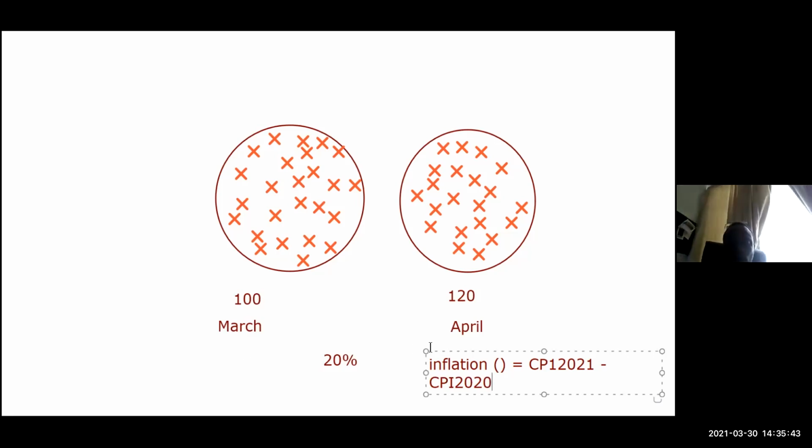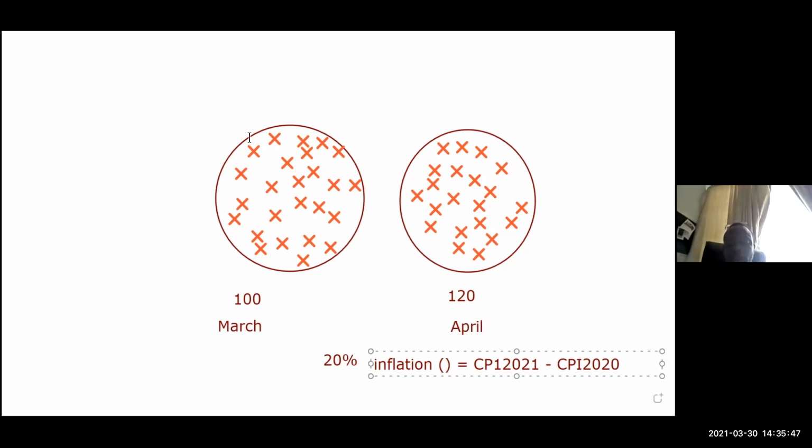Let me drag this a little bit. Divided by CPI 2020. That gives you the inflation rate for 2021. So the CPI, the price index for 2020, will give you the inflation for 2021.